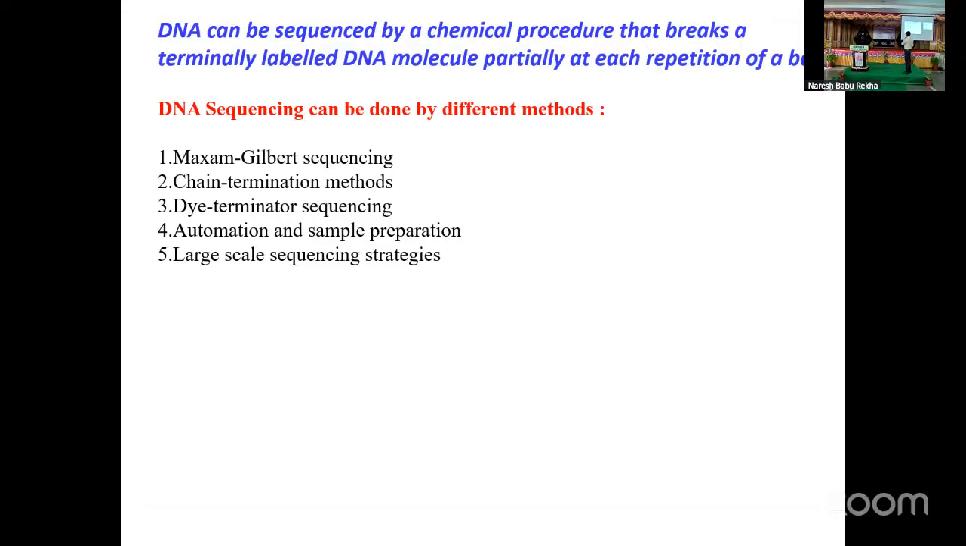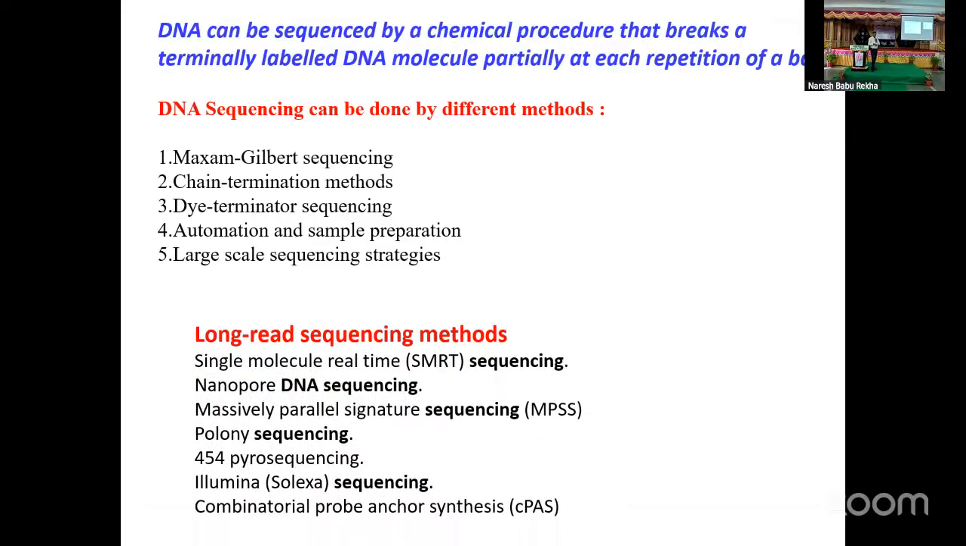So we have the Maxam-Gilbert method. We have an enzymatic method and we have a chemical method. That is the Maxam-Gilbert method and the Sanger method, light sequencing, automated sequencing, and large scale sequencing strategies. When you have large sequences, we have short reads and long reads. Advanced methods are called next generation sequencing methods. With these, whenever you have a large sequence, it will be fragmented into short sequences by using the NGS protocols.